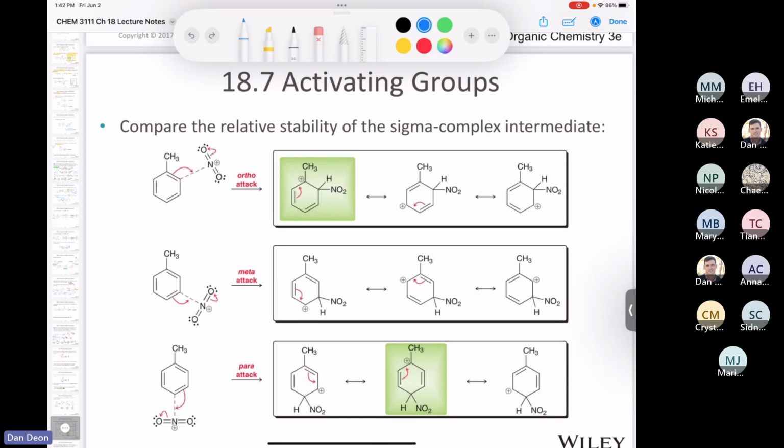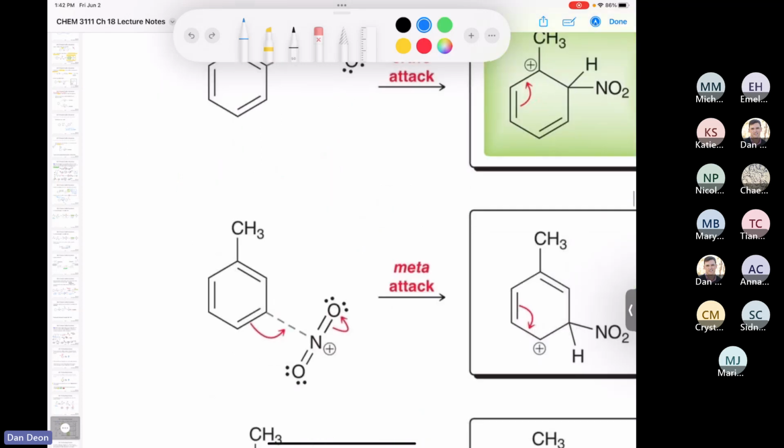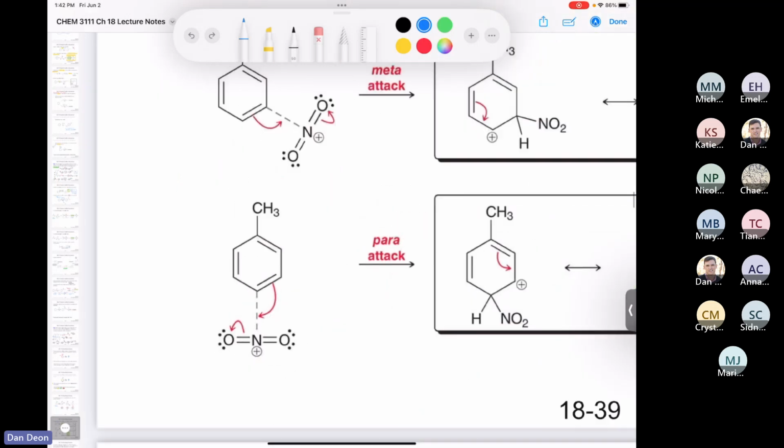All right, so all we're seeing here, if you just zoom in, is ortho attack of the aromatic ring onto the nitronium ion. In the second one, you're seeing it occur at the meta position, and in the last one, it's at the para position.